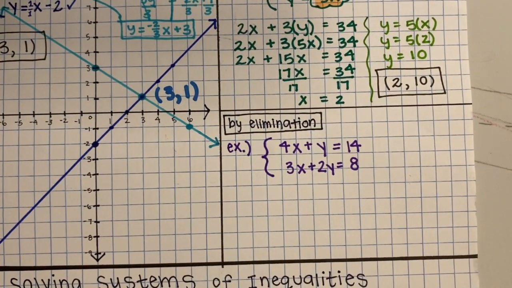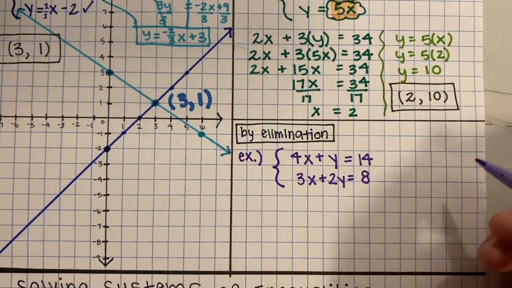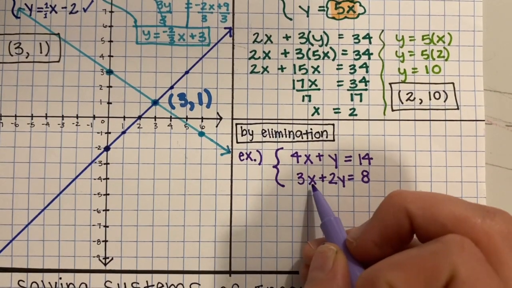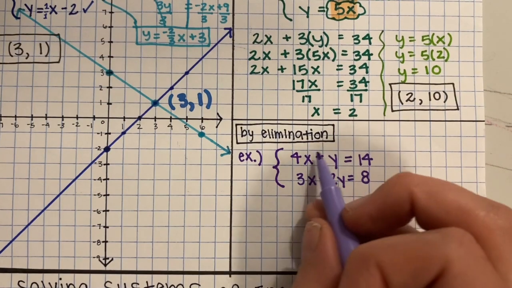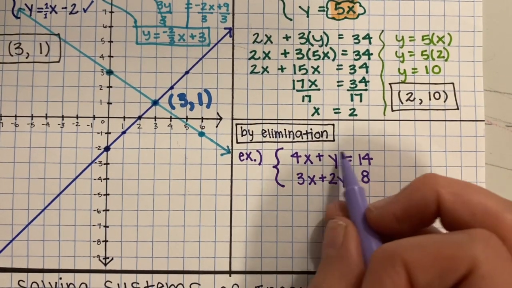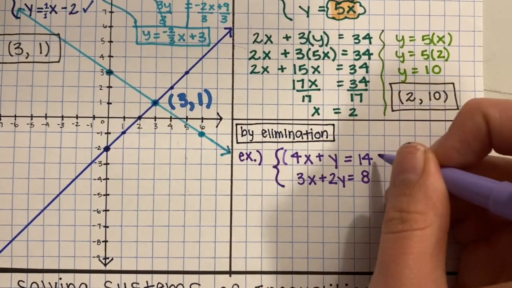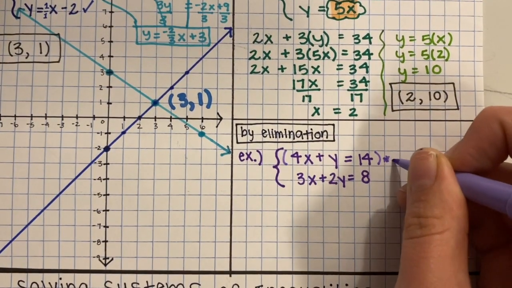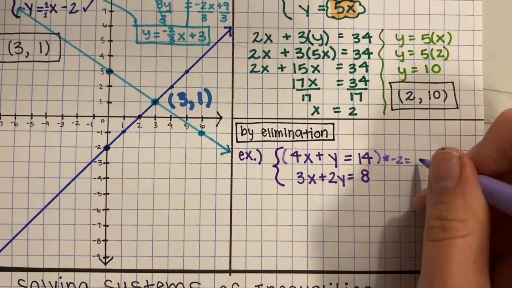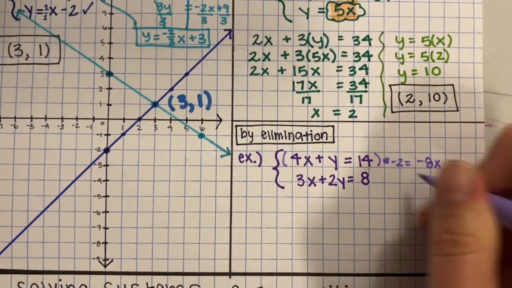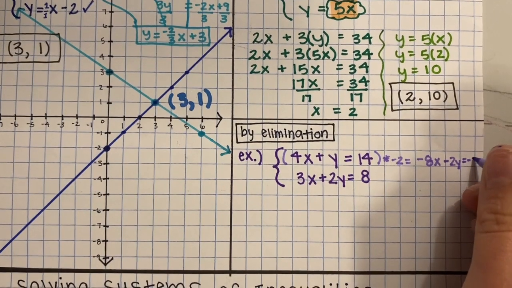So I'm actually going to manipulate these equations so that that can be done. So this one down here is 3x plus 2y equals 8. So I can realize that if I multiply up here by negative 2, so I would multiply everything in it by negative 2, I would get negative 8x minus 2y equals negative 28.